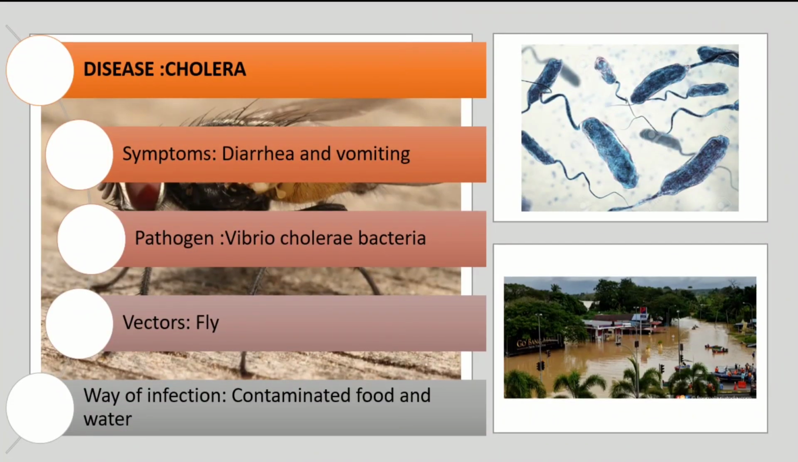Next one is cholera. The symptoms are diarrhea and vomiting, cirit-birit dan juga muntah. The pathogen name is Vibrio cholerae bacteria. The vector is fly, and the risk of infection is contaminated food and water.